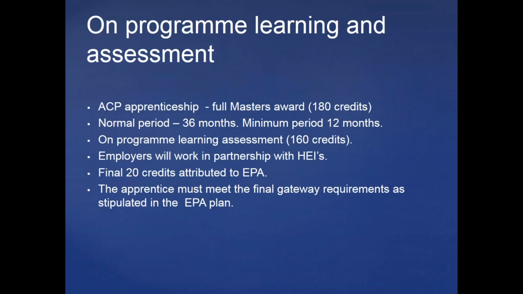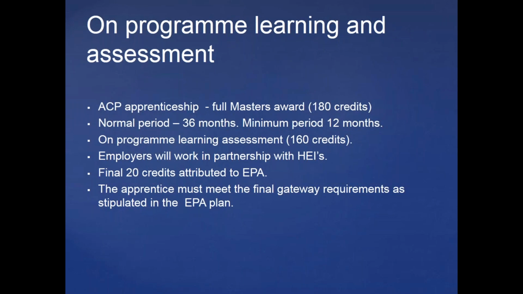So the ACP apprenticeship, and this again is all subject to approval and conditions, etc. But in the standard, it's been agreed that the ACP apprenticeship is a full master's award of 180 credits. It will normally be delivered over a 36-month period, but very importantly, the minimum period is 12 months. And that is really important if people are thinking about things like APAL, etc., that there has to be a minimum period for the apprenticeship of at least 12 months.